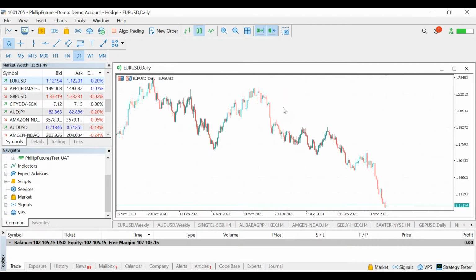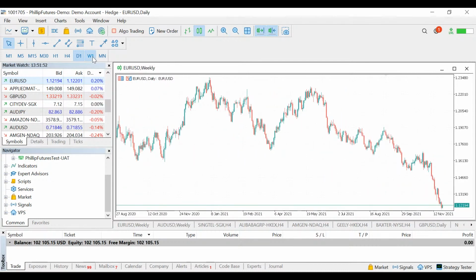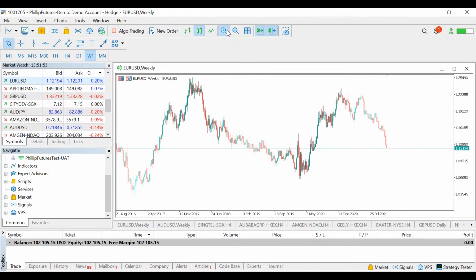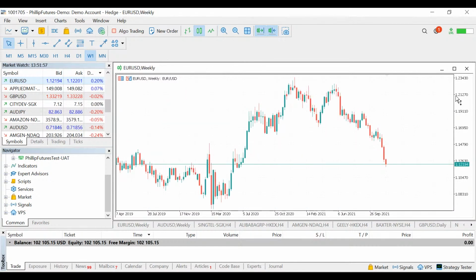Okay, so let's maybe look at the weekly chart. This is a slightly longer term chart, on euro dollar weekly. Essentially, one candlestick summarizes the price movement during that week. Just to really demonstrate what we went through just now.